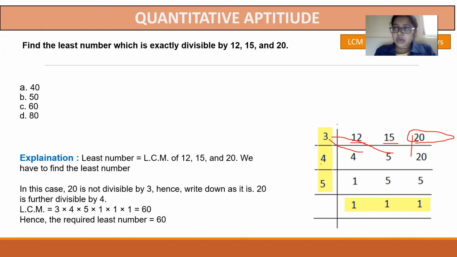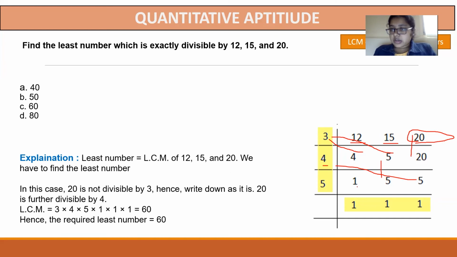Now, next, over here there is 4. We can divide this number by 2 as well or by 4, but over here I have taken 4, so I will go with 4. So 4 ones are 4. But 4 is not divided by 5, as I said, we will get a decimal number. So we will write 5 as it is. 4 is divided by 20, so yeah, 4 fives are 20, right?